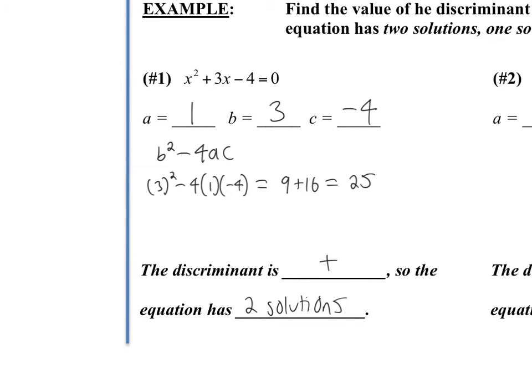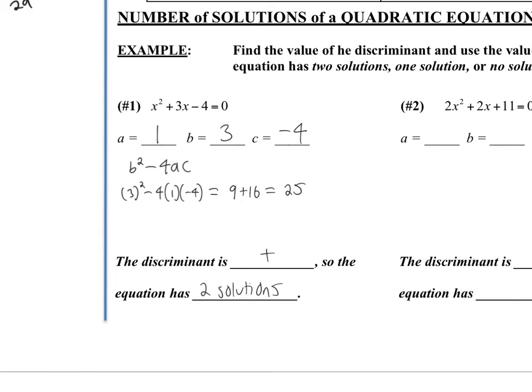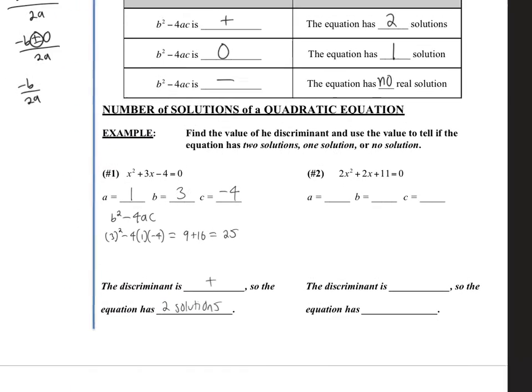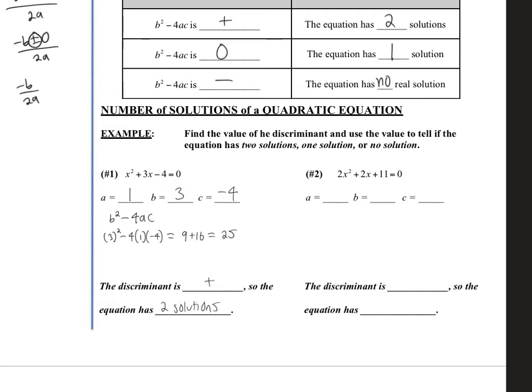Ta-da! Pretty straightforward, right? It's literally just find what the number is, and then depending on what answer you get, it's going to be 2 solutions, 1 solution, or no solution. See if you can do number 2 on your own. Give it a try.